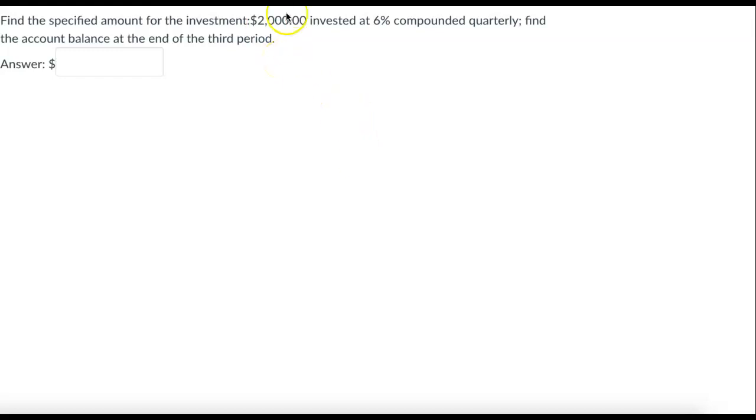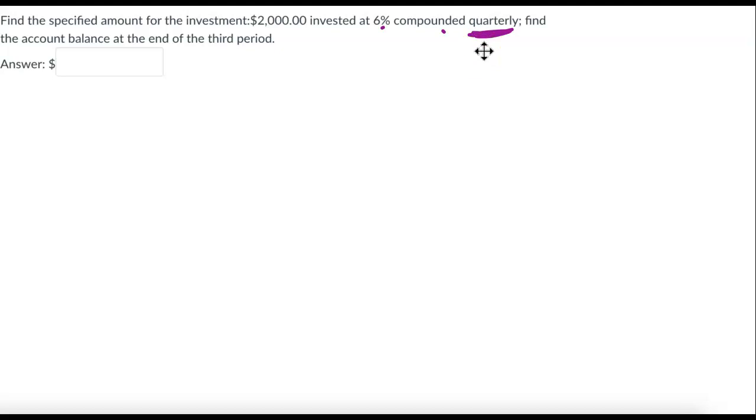Alright guys, so this section takes a lot of work, but we're going to go through it, no worries. We want to find the specified amount for the investment of $2,000 at 6% compounded quarterly. So that's the big word here. If you think of quarters, you think of 25 cents, right?